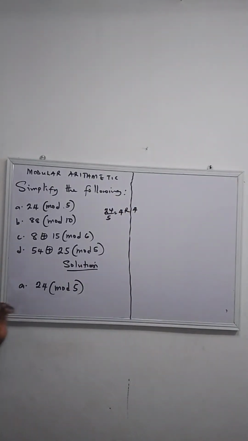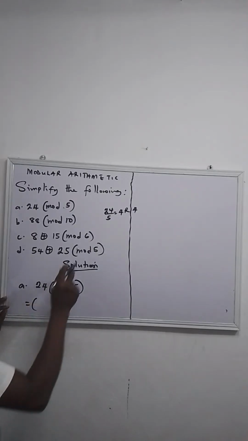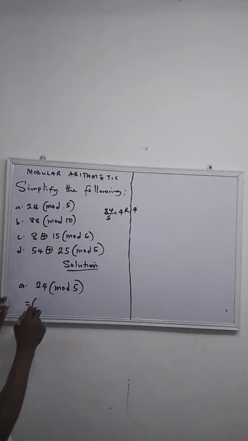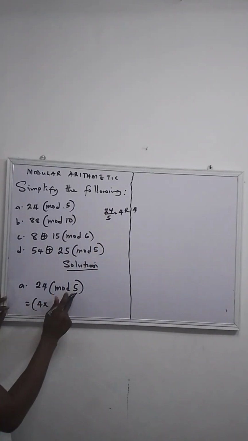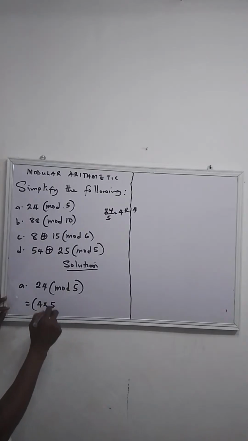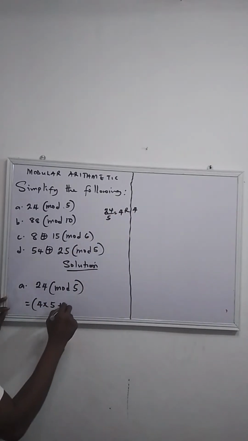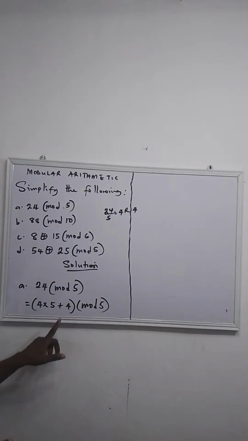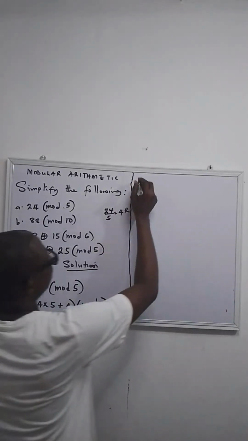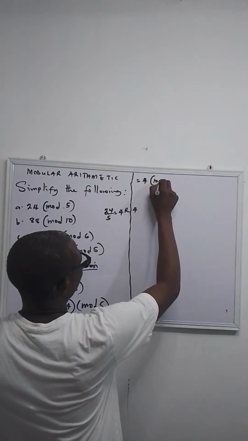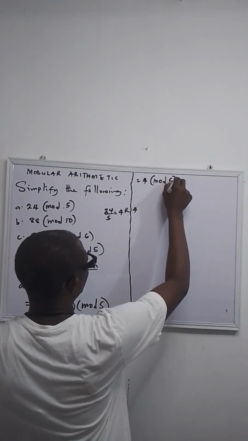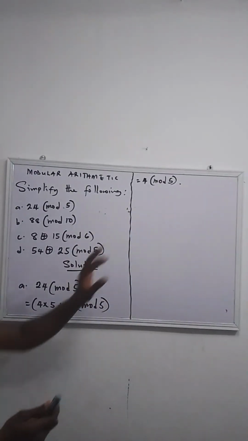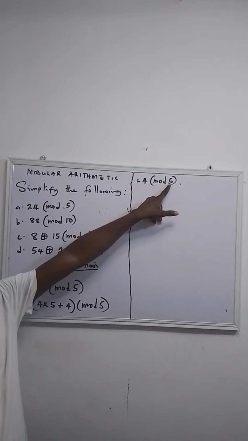Okay, so now this 24 can be written as the number of times that 5 will go in 24. So we write it as 4 times the modulo, that's 5, plus the remainder. We have the remainder in modulo 5. All right, so the answer is the remainder. So our answer to this problem now is 4 mod 5. At any time you get your answer, your result must be less than the modulo, the number here.